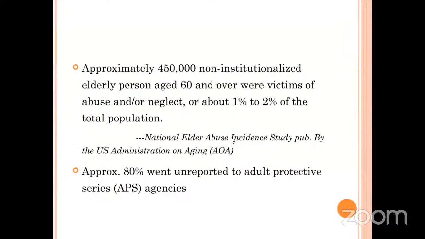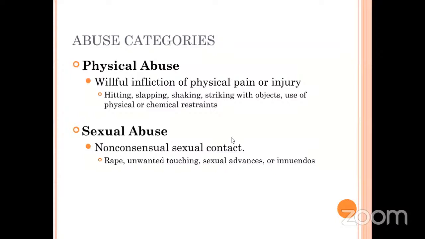So there was a study conducted in 1996 by the U.S. Administration on Aging called the National Elder Abuse Incidence. It found that approximately 450,000 over 60-year-old elderly people in the community were subject to some form of abuse. 80% of those went unreported. And the WHO last year reported that one in six people over the age of 60 experienced some kind of abuse just in the last year itself in the community. And these numbers are even higher when we go into institutions such as nursing homes and long-term facilities. Especially with COVID, it just spiked way up as well.